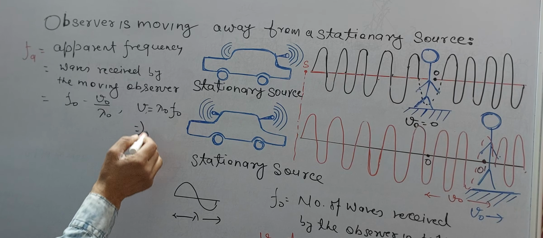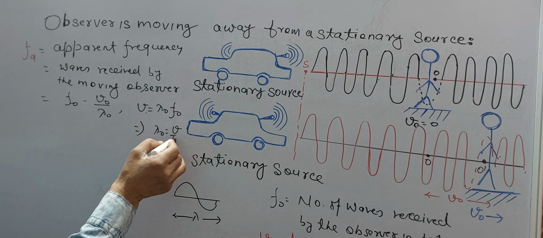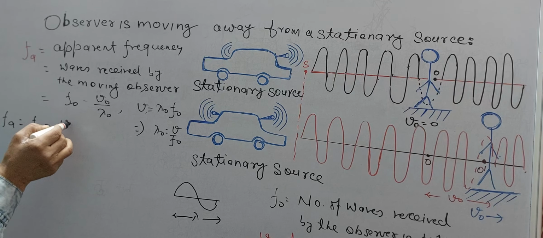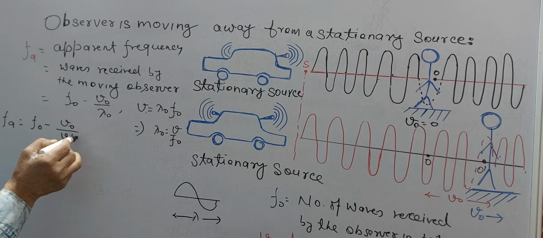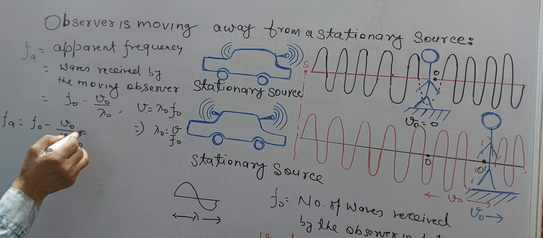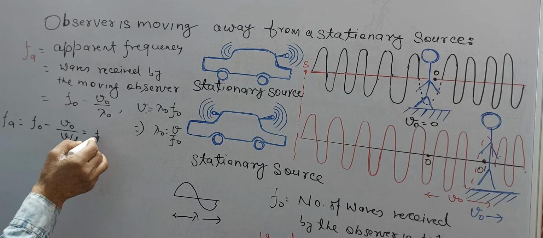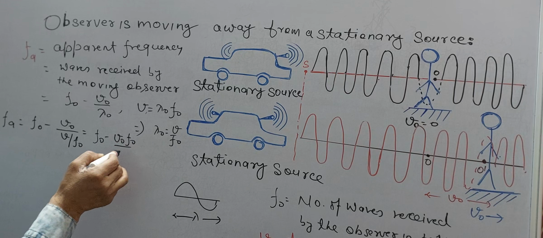From here, if I place the value of original frequency, which comes out f upon f naught, I will get the value of apparent frequency, which is f naught minus v naught divided by v upon f naught. F naught goes in the numerator. After simplification, it is f naught minus v naught into f naught divided by v.